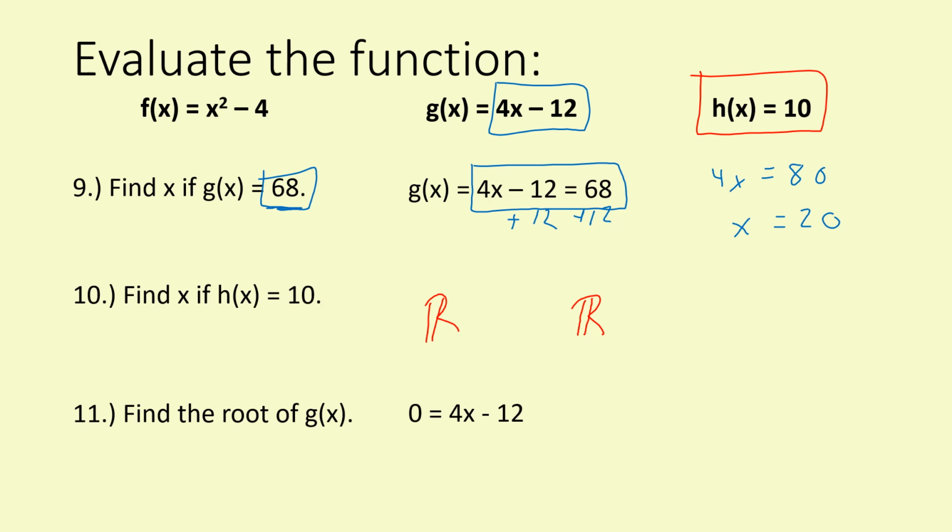When it asks you to find the root of an equation, like it does in number 11, the root is just where it equals 0. So we're doing 4x minus 12 equals 0. Solve it out. 4x equals 12. And then we get our answer, x equals 3.